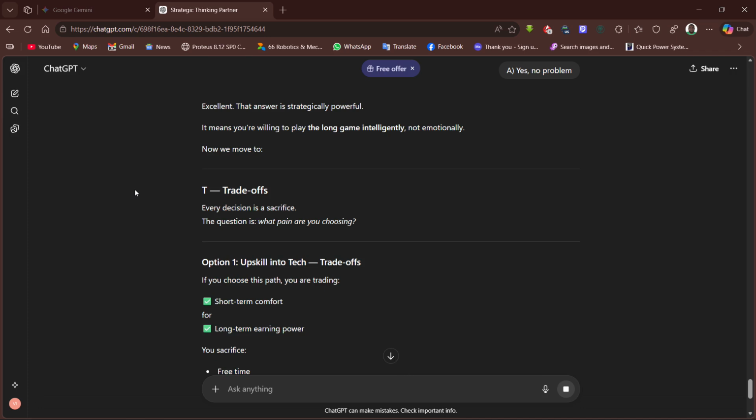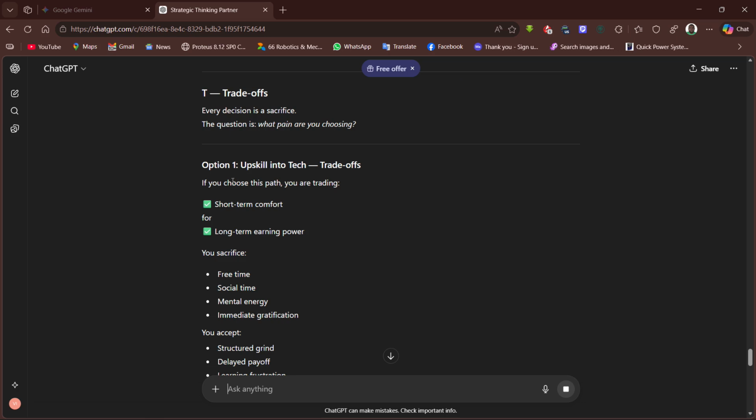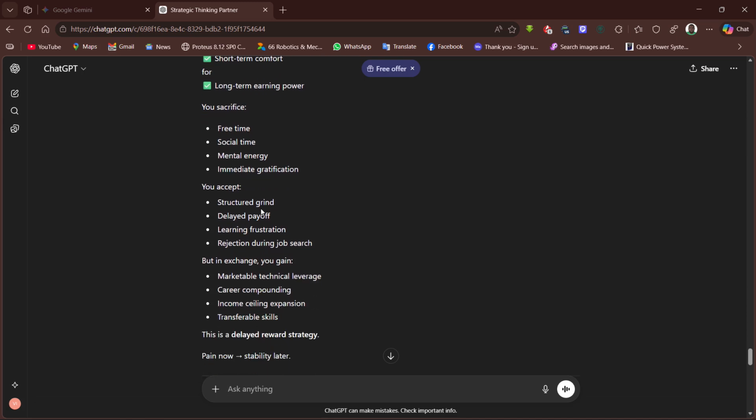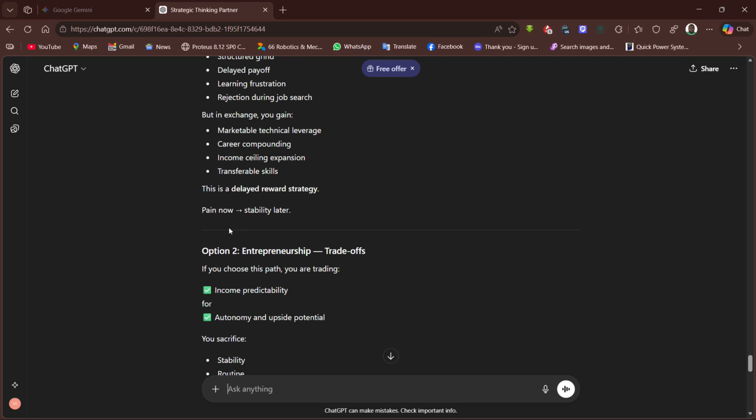Now we're looking at the trade-offs. So every decision is a sacrifice. Option 1, upskilling to tech, trade-offs. If you choose this path, you're trading short-term comfort for long-term earning power. So you sacrifice free time, social time, mental energy, immediate gratification. You accept structured grind, delayed payoffs, learning frustration, rejection during job searches. But in exchange, you gain marketable technical leverage, career compounding, income ceiling expansion, transferable skills. This is delayed reward strategy. Pay now and then stability later.